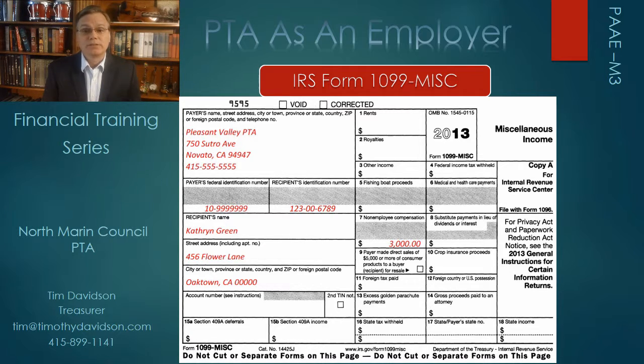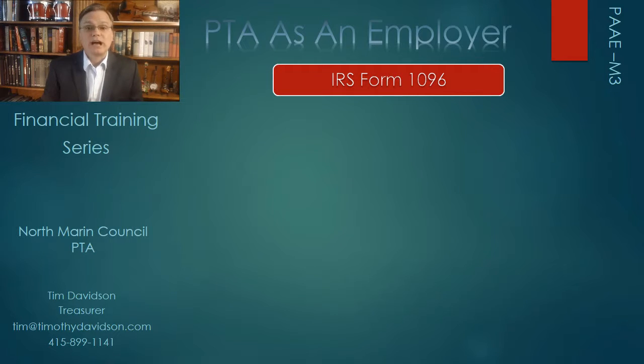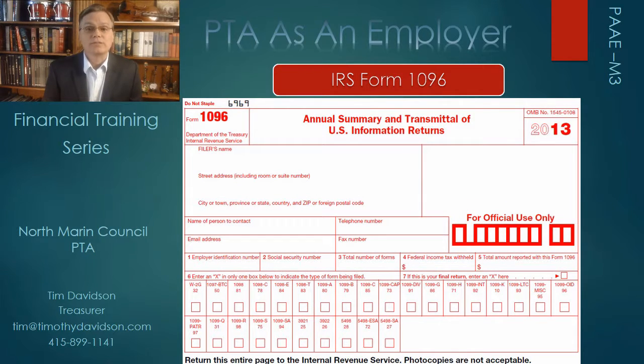Instructions for completing Form 1099 Miscellaneous, as well as the due dates for sending the appropriate sections to the IRS and to the contractor, are contained within the form. All 1099 Miscellaneous forms must be sent to the IRS with a copy of one Form 1096. Form 1096 is like a cover letter for all your Forms 1099 Miscellaneous. Instructions for completing and handling Form 1096 and due dates for filing are contained within the form.